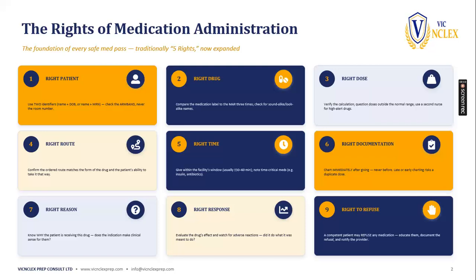The client has the right to accept or refuse any treatment they want. So what do you want to make sure you obey and adhere to? Autonomy. It's very, very important. Obey them. They have the right to refuse or take any form of treatment.